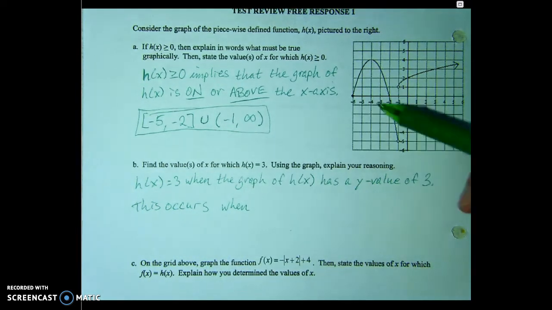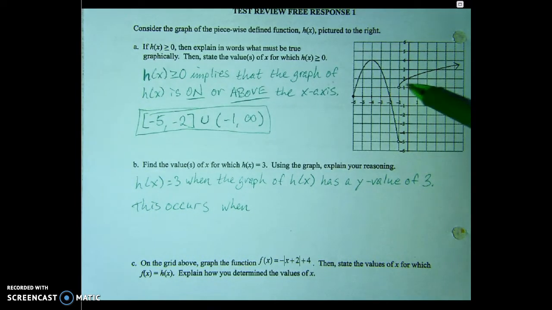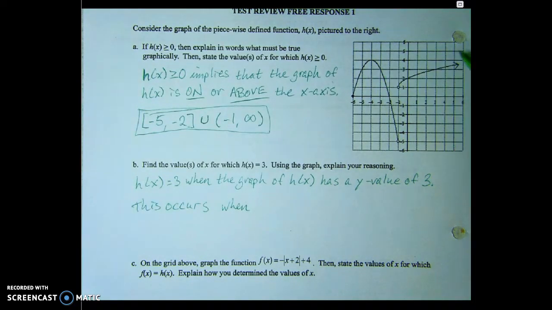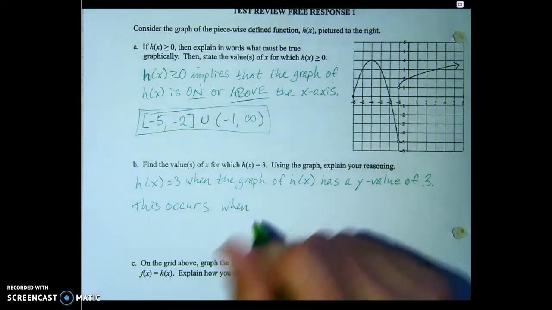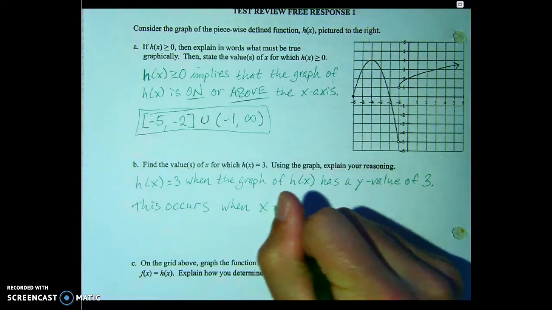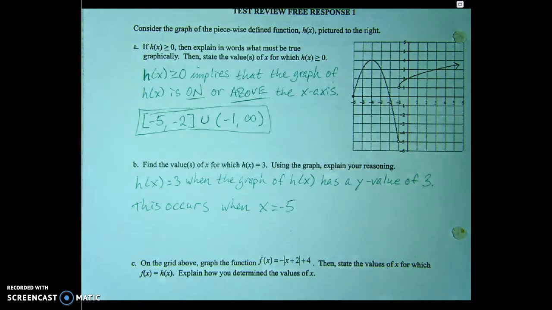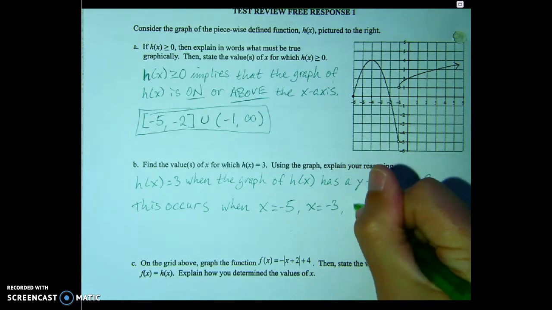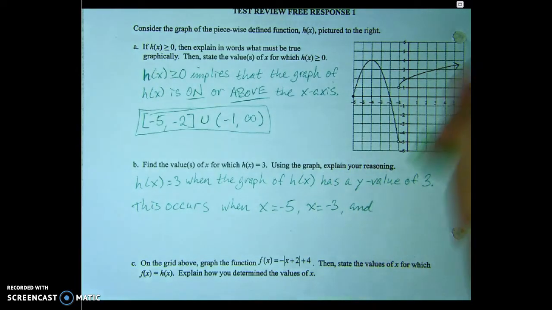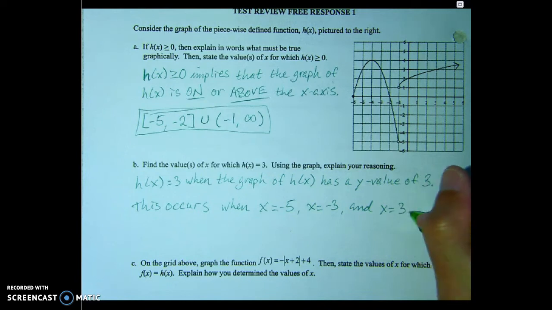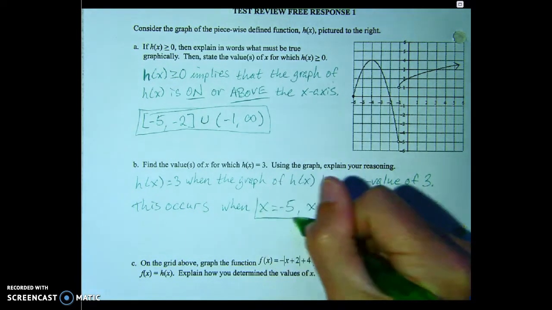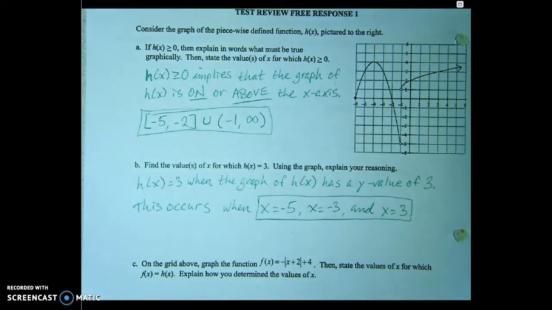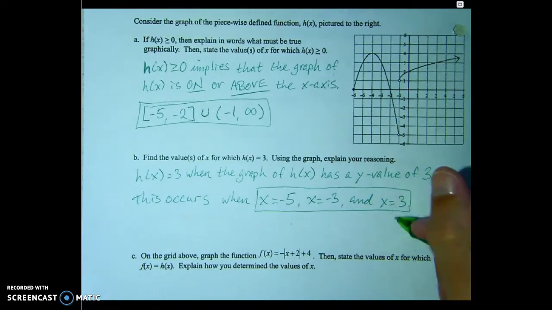When do we see that the graph has a y value or an output of 3? Well, we find 3 on the y-axis. We see that it happens there, there, and again over here. So when x is equal to -5 is our first output of 3. When x equals -3, we have an output of 3. And when x equals 3, we have an output of 3.